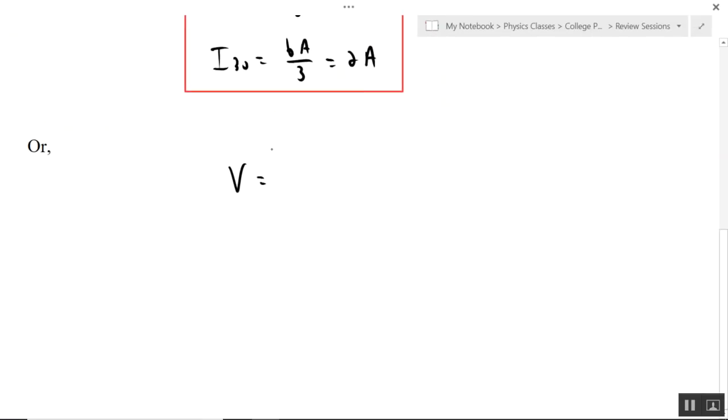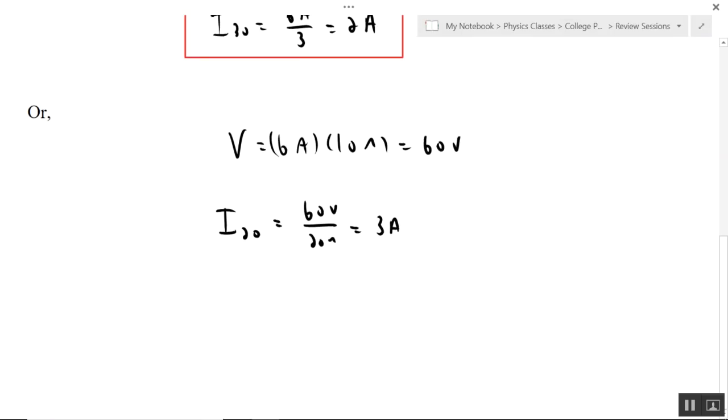Okay, so 6 amps times 10 ohms gives you the voltage of the battery. So it's 60 volts. You know the battery in the circuit is 60 volts. So then if you want to find the current for the 20 ohm resistor, it's the voltage of the battery divided by 20 ohms, which is 3 amps, right? And then the current for the 30 would be the voltage of the battery, which is 60 volts, because they're in parallel, so it's the same voltage for everything, divided by 30, which is 2 amps, right? So either way gives you the same answer.